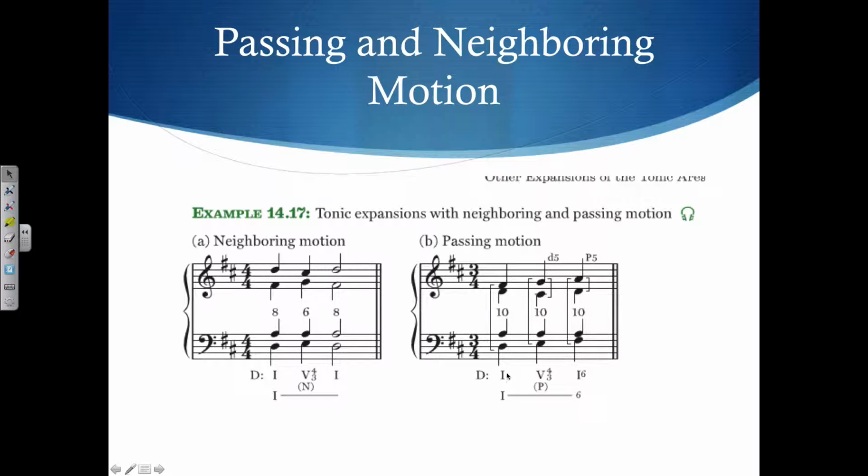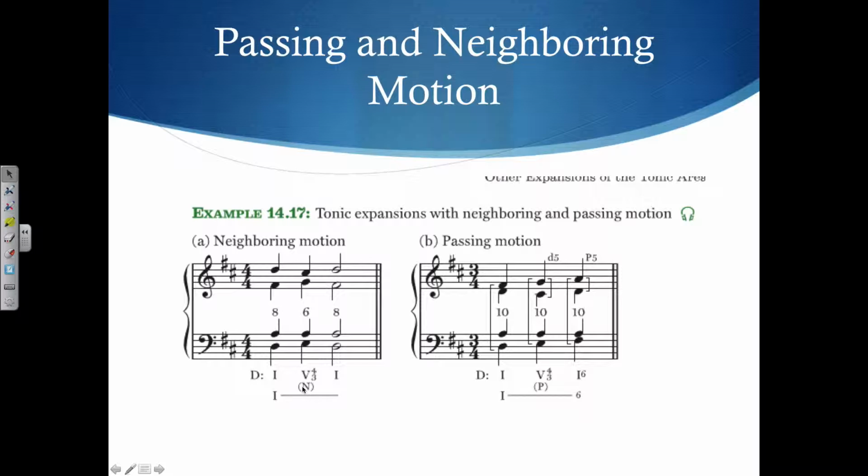The only difference being their inversion, is connected by what we call passing motion. And we can see that there is neighbor motion in this, but it's primarily passing motion. So we will call this type of progression passing motion. And we can see that it does the same thing here, that this is just a prolongation of tonic.